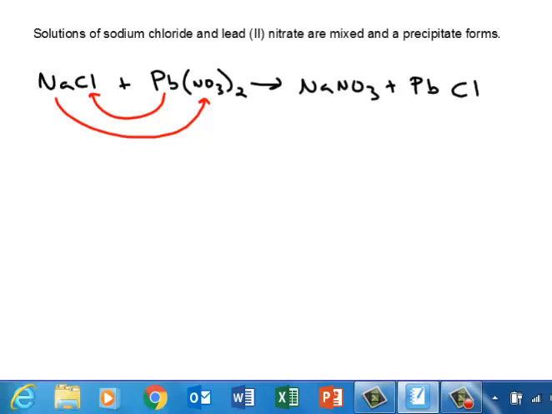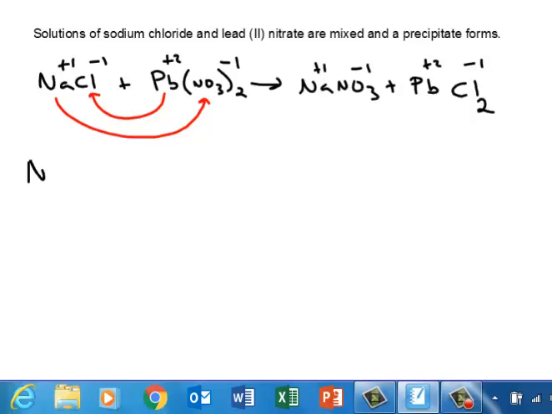But here's the thing. After we do this, we have to check oxidation states. Do I have a proper formula? The oxidation states are not changing here. See, sodium is +1, chlorine is -1. Lead here is +2, nitrate is -1. Sodium is +1, nitrate's -1. But watch this, lead is +2, chlorine's -1. So the correct formula is PbCl2. That is lead(II) chloride.